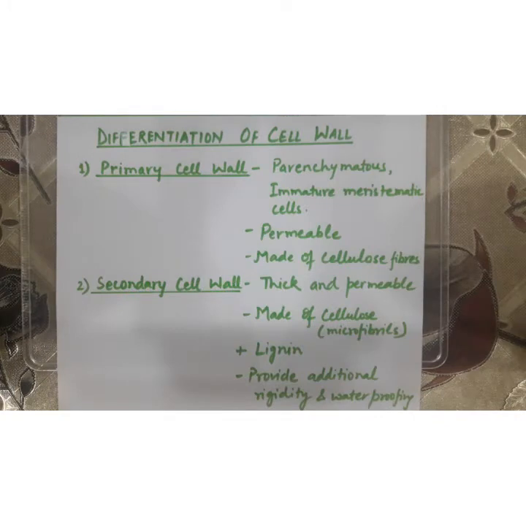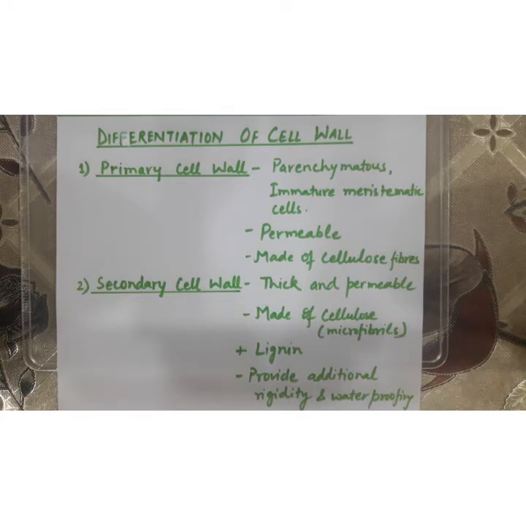Differentiation means to become specialized and take up a specific function. In the early stage, the cell wall is the primary cell wall. It is composed of parenchymatous cells, which are immature meristematic cells, and it is totally permeable. It is made up of cellulose fibers.